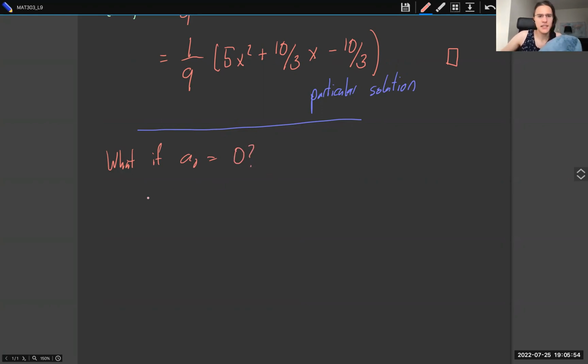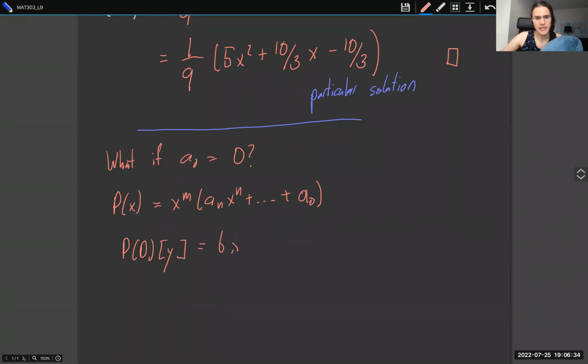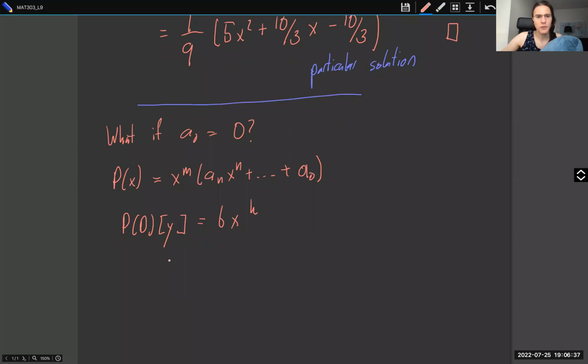Then what happens is that P of X is equal to, let's say, X to the M times, so X is a factor of P, times A N X to the N plus dot dot dot plus A naught. And so when we do this inversion, if we're solving for P of D of Y is equal to B X to the K, then there are two ways that we could do it.